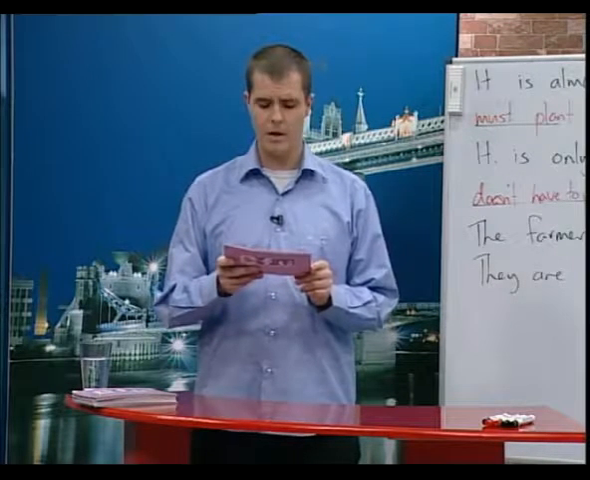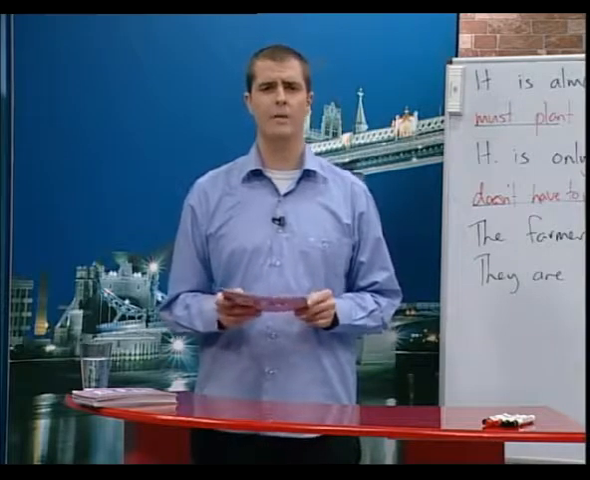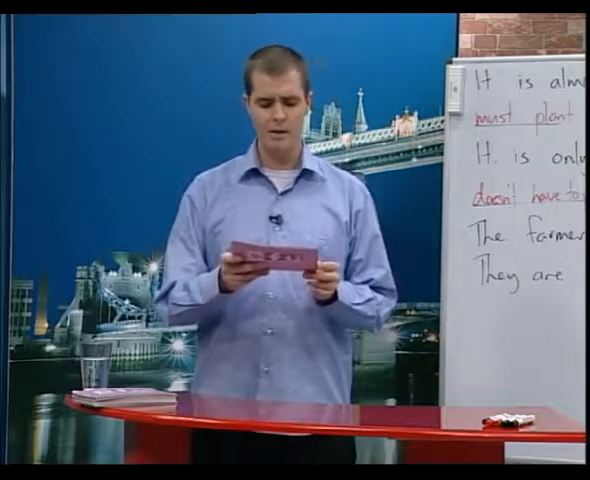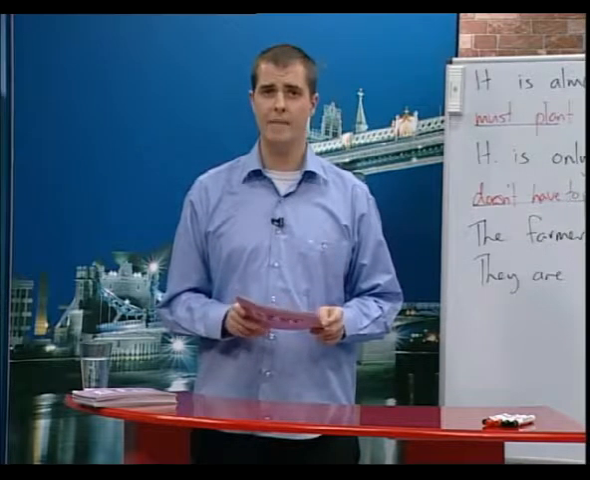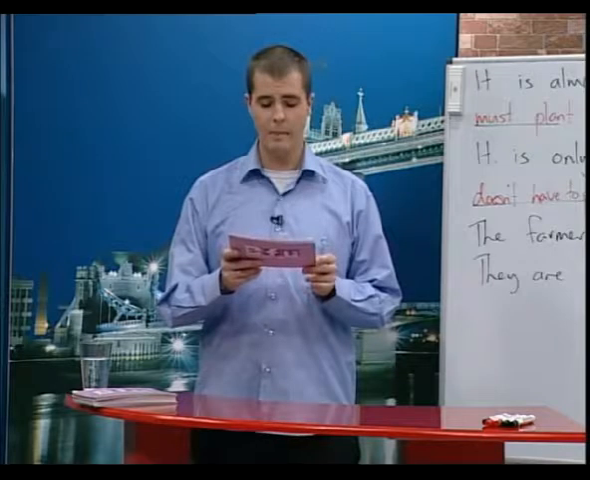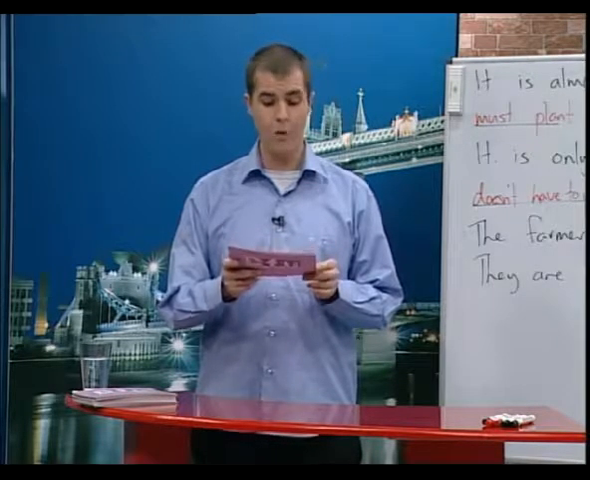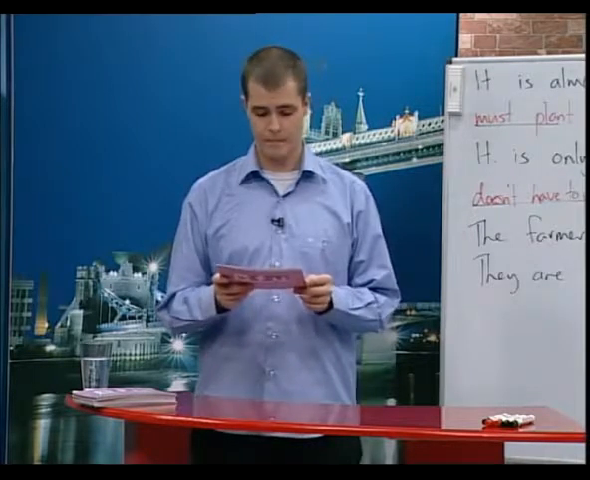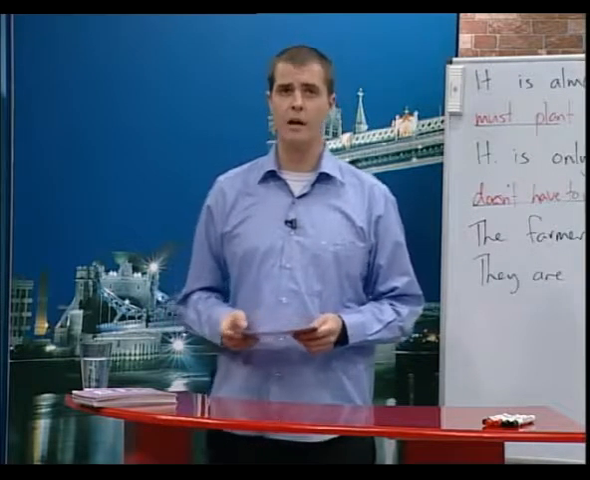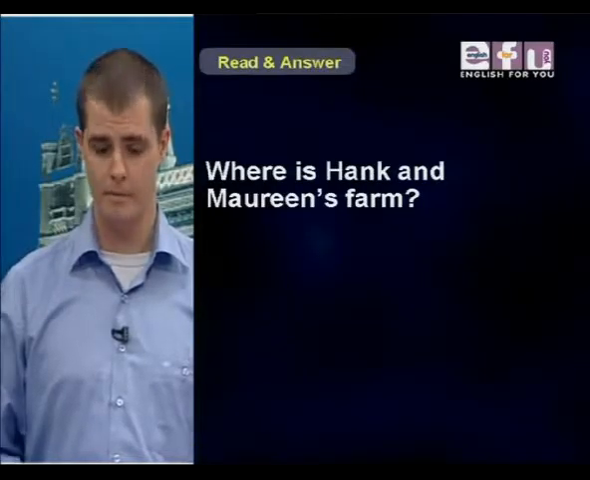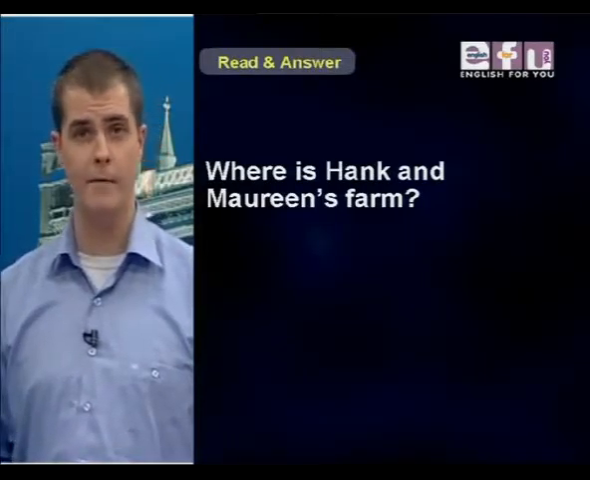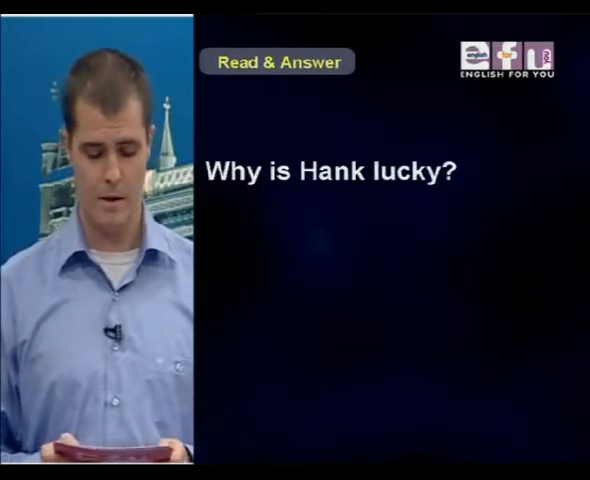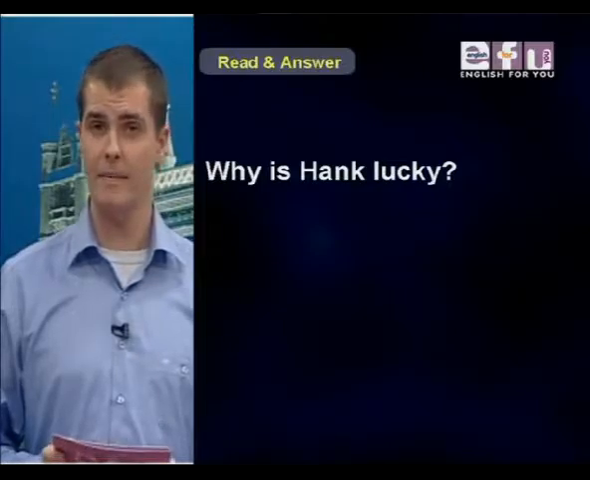Number 8. Why does Maureen worry about Hank? Number 9. How many hours does Hank work each day? And number 10. Does Maureen want Hank to buy the neighbour's farm? Now check your answers. Number 1. Where is Hank and Maureen's farm? Their farm is in England. Number 2. Why is Hank lucky?